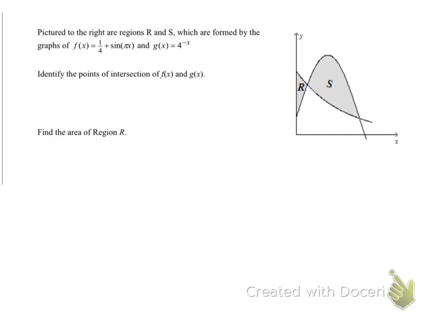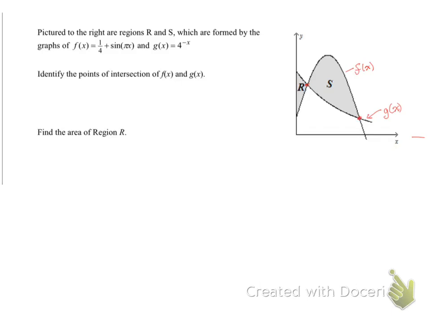Pictured to the right are regions R and S, which are formed by the graphs of f of x and g of x. Now, assume that we have a calculator on this. Using your calculator, if you punch in those functions, you will see that this function here is f of x, and that one there is g of x. Now, it says identify the points of intersection of f of x and g of x. So we need 2 points. We need that guy right there and that one there.